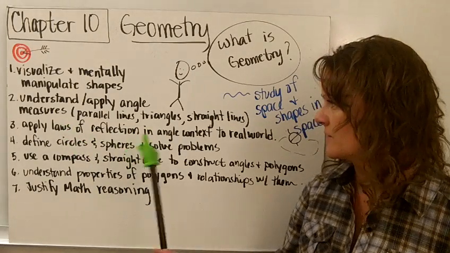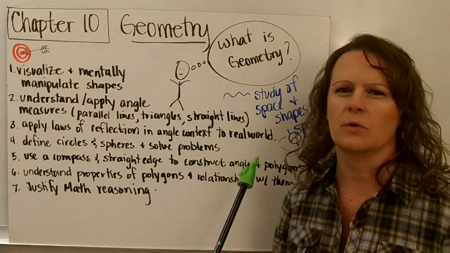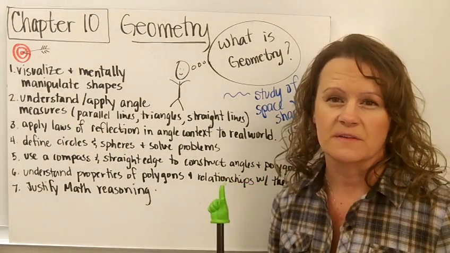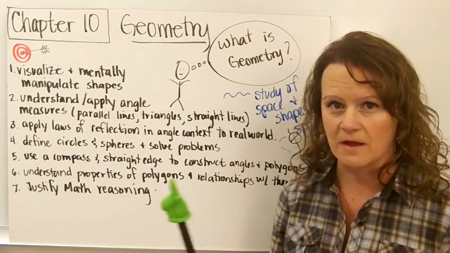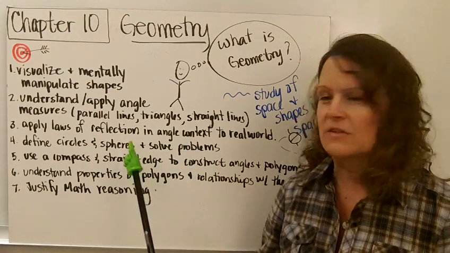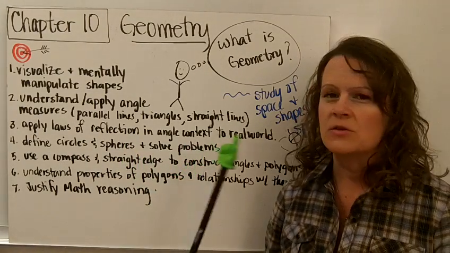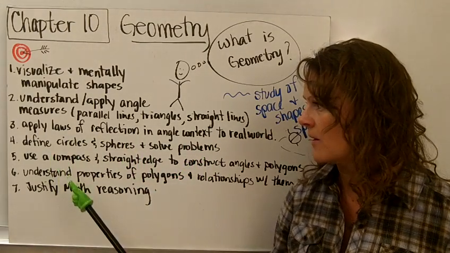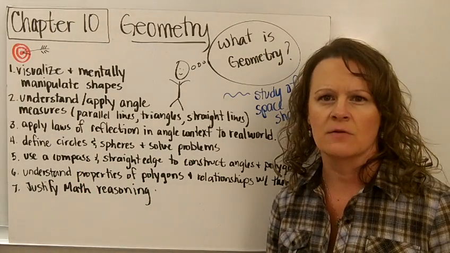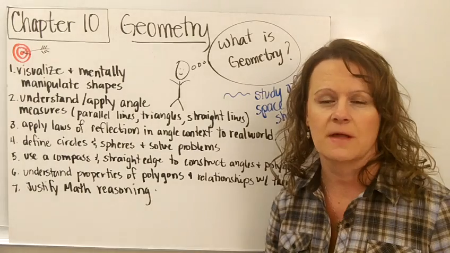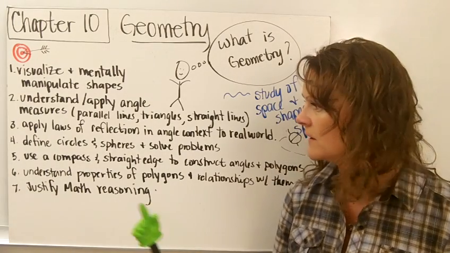We also talked about the laws of reflection in the angle context to the real world. So we talked about the reason for the seasons and how angles play such a critical role in understanding that concept. We talked about defining circles and spheres and using those to solve problems. We practiced using a compass and a straight edge to construct angles, but also various polygons such as rhombuses and triangles.